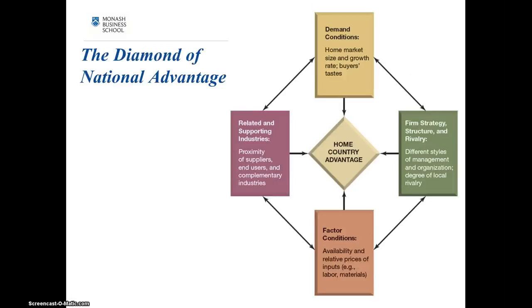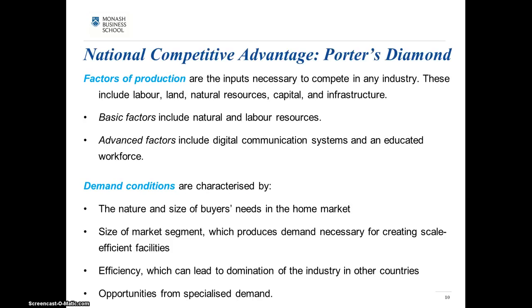And here's a diagrammatic representation of it. You can see that there are four of these boxes around our middle home country advantage diamond. And these four attributes here are the ones which will basically determine, according to this model at least, how competitive a certain nation is within a respective industry. Let's go through these here.